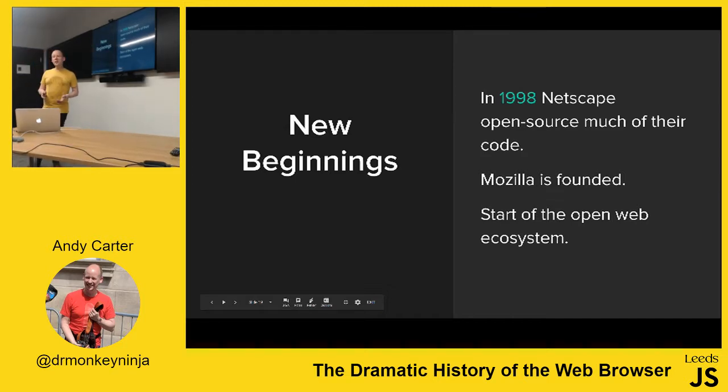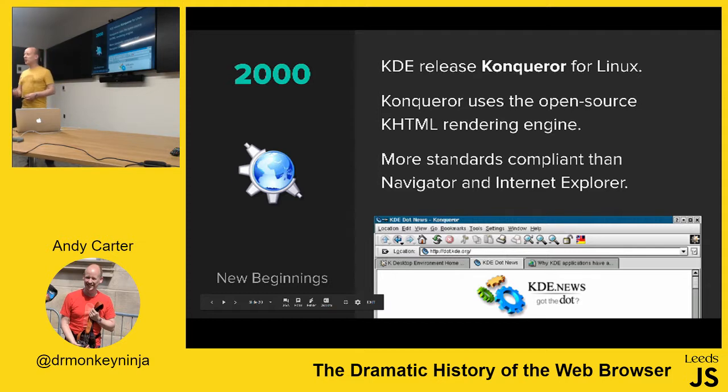So the internet has been navigated, the web has been navigated, it's been explored, and in 2000 it was conquered by KDE for Linux. Konqueror was a web browser made for Linux by KDE, and it's the first browser I've talked about so far that was open source from the beginning. So it was built from the ground up with virtually no corporate backing.